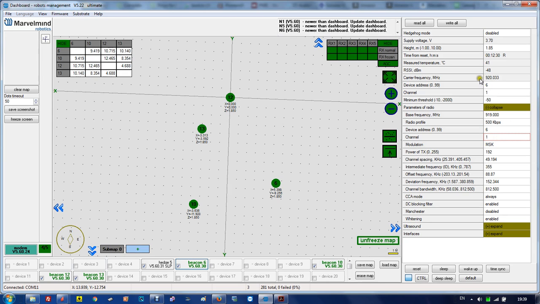It's also important: if you have interference in one of these frequencies, you cannot move that interference, but you can move yourself. Change the channel and move to another frequency where there's no interference.